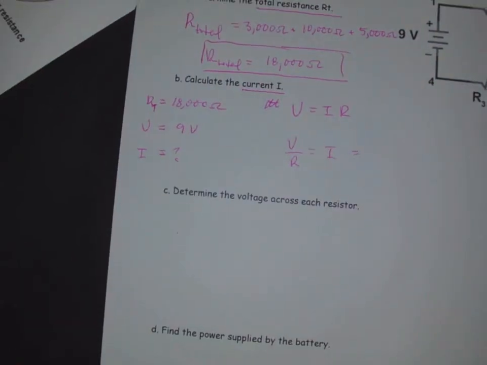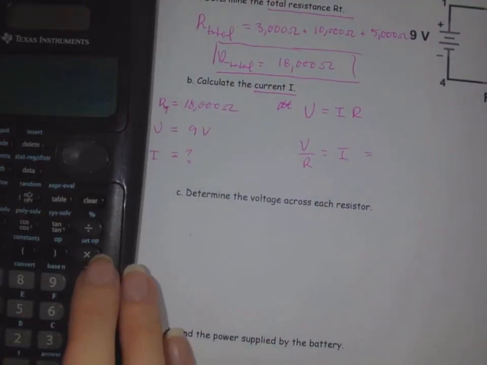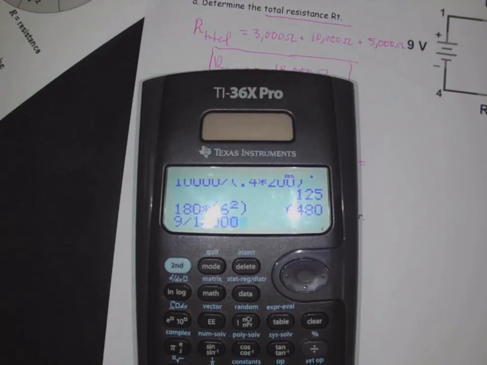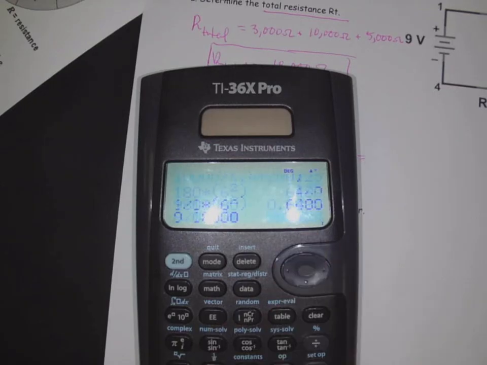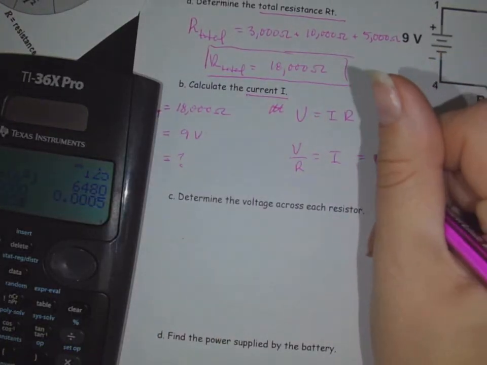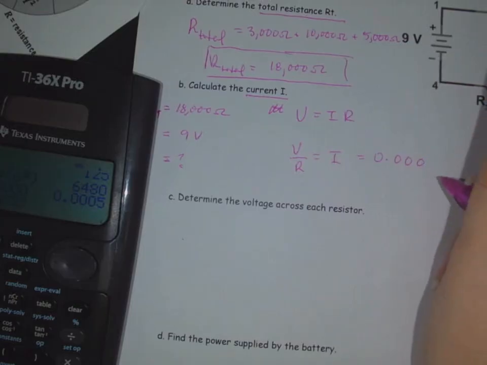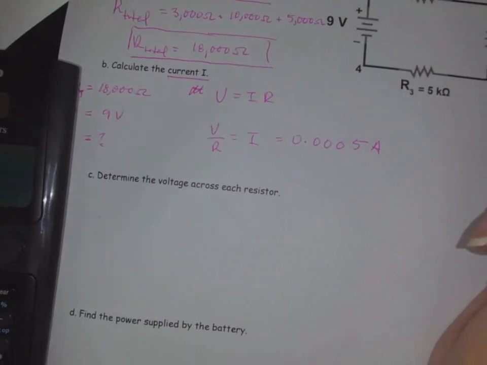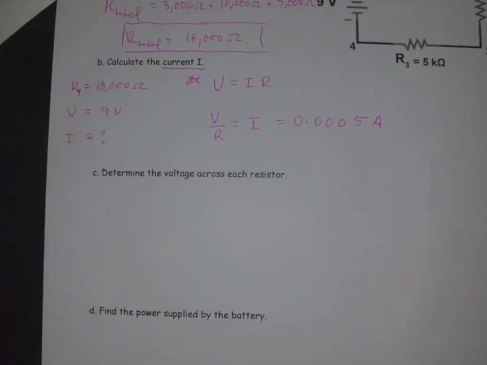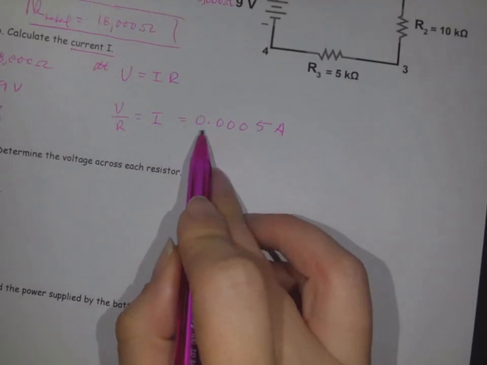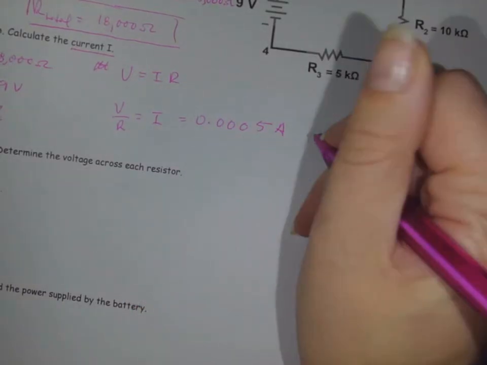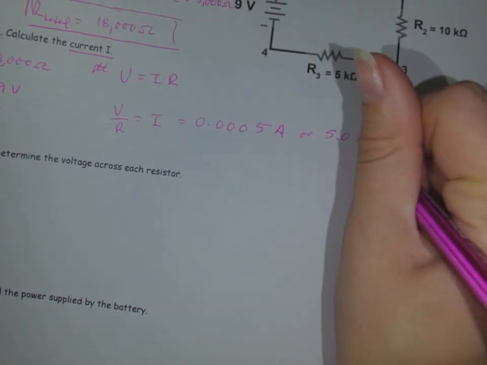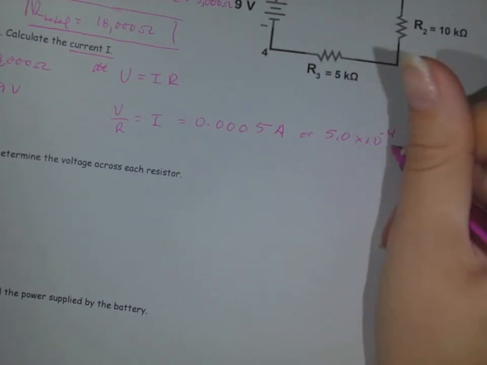Okay, so 9 volts divided by the 18,000. Okay, so this equaled 0.0005 amperes. If you want to write it in scientific notation, you certainly don't have to, but if you do, we'd move the decimal over 1, 2, 3, 4. So this would be 5.0 times 10 to the negative 4th amps.